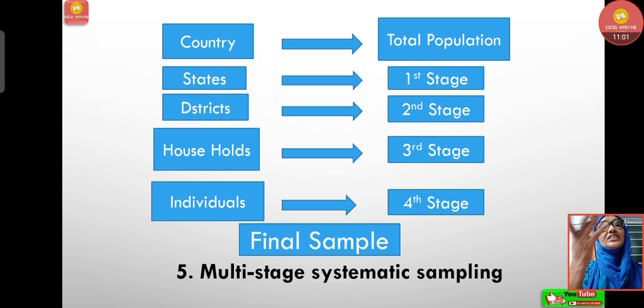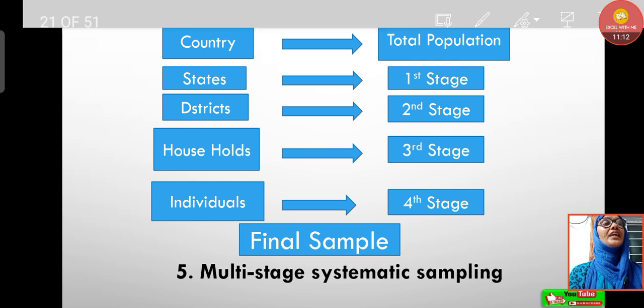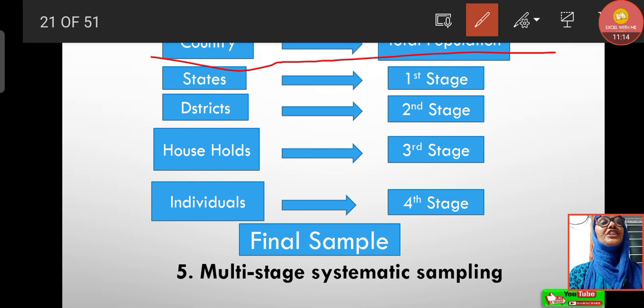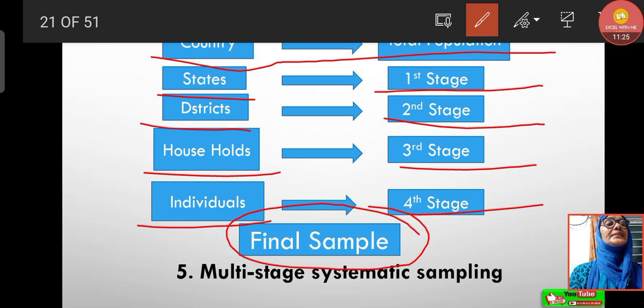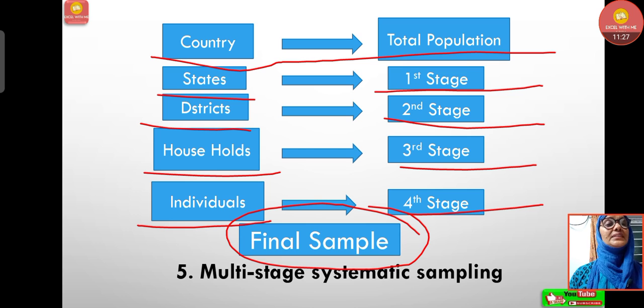Then here we can see multi-stage sampling, the fifth one. Maybe multi-stage we can take here, that too systematic. Maybe first the whole country, the population, then states, first stage; districts, second stage; households, third stage; individuals, fourth stage. Then comes the final sample out of all the multi-stage samples.